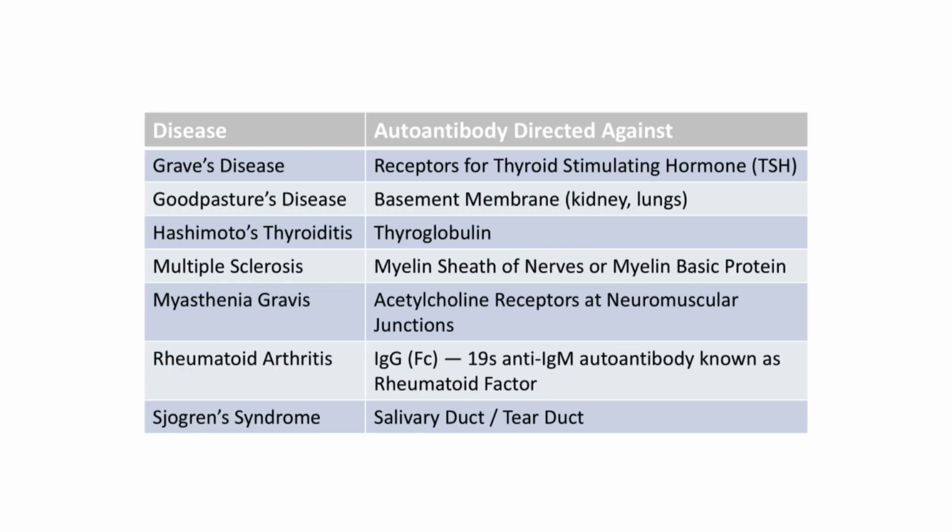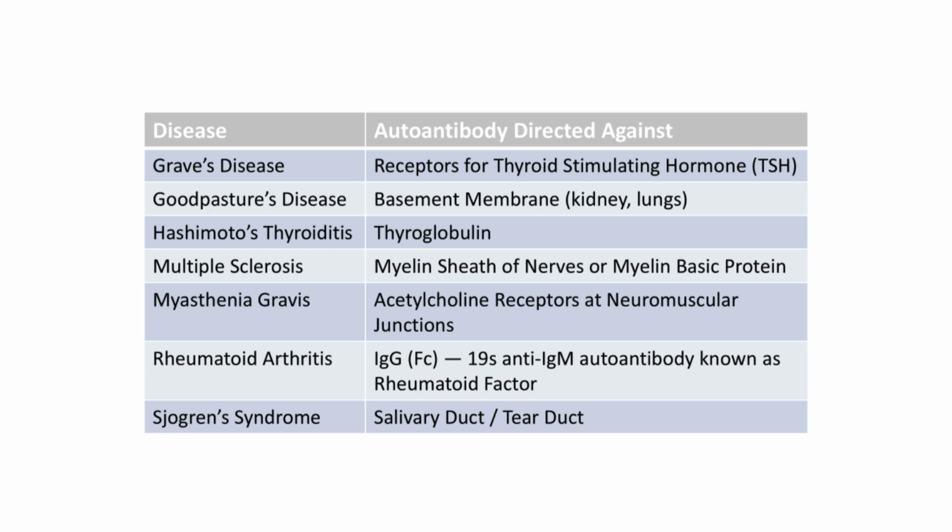This table organizes key autoimmune diseases alongside the specific autoantibodies they produce. In Graves' disease, autoantibodies are directed against the receptors for thyroid-stimulating hormone, leading to overactive thyroid function. In Goodpasture's disease, the target is the basement membrane of the kidneys and lungs, resulting in organ damage. In Hashimoto's thyroiditis, the antibodies attack thyroglobulin, contributing to hypothyroidism.